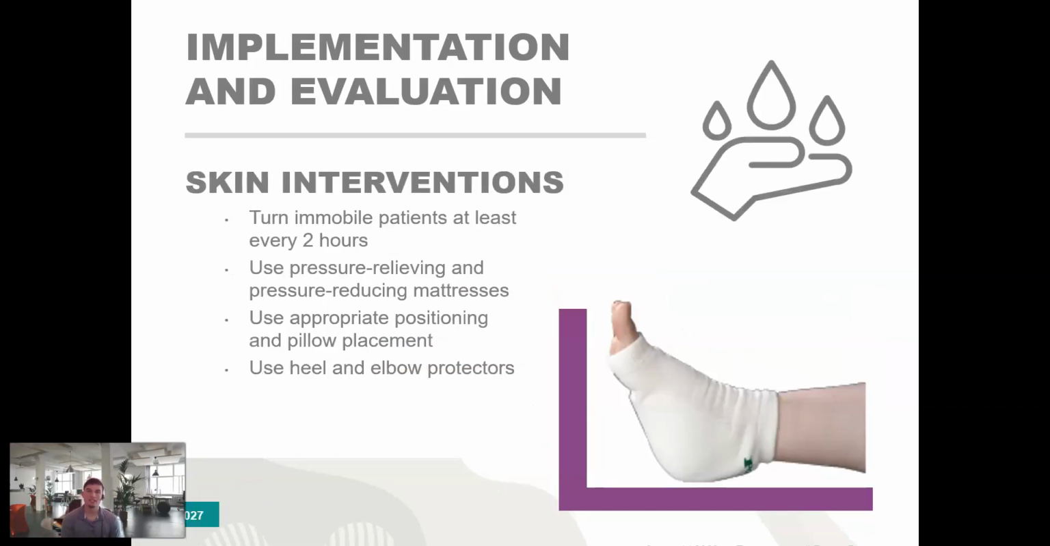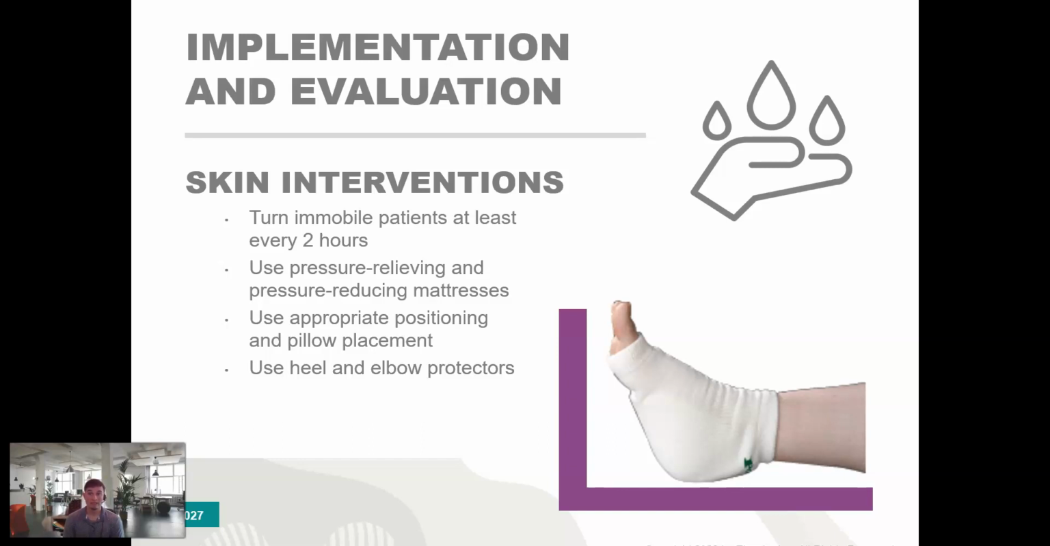Next, we'll talk about our skin interventions. So we can turn immobile patients at least every 2 hours. We are required to turn patients every 2 hours, moving those bony prominences around, repositioning, turning the patient to alleviate any potential area for pressure injuries.